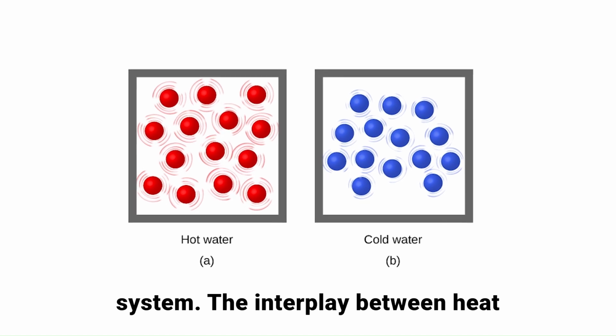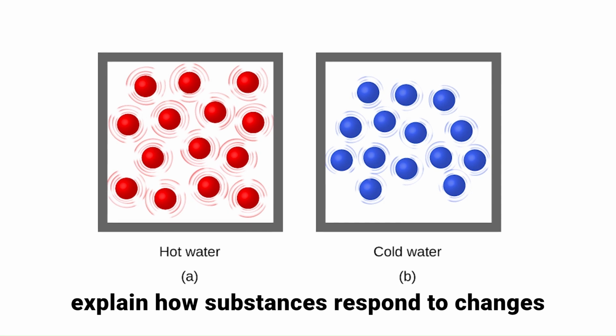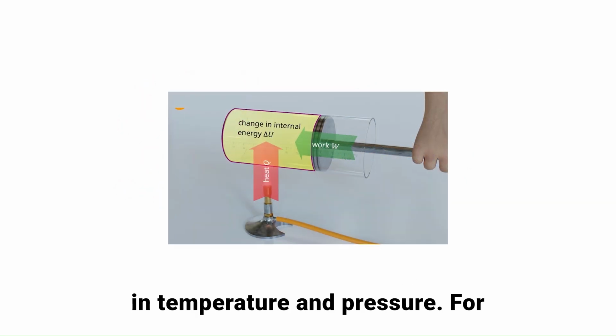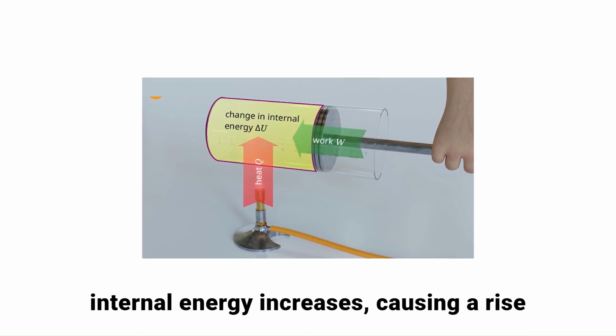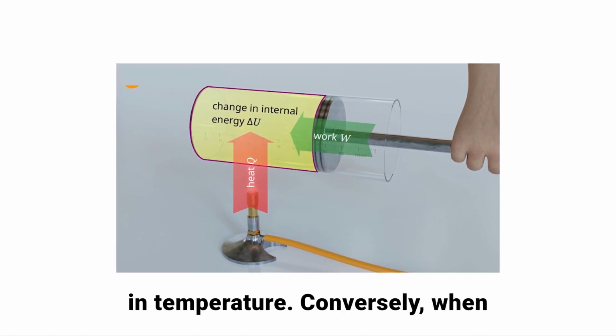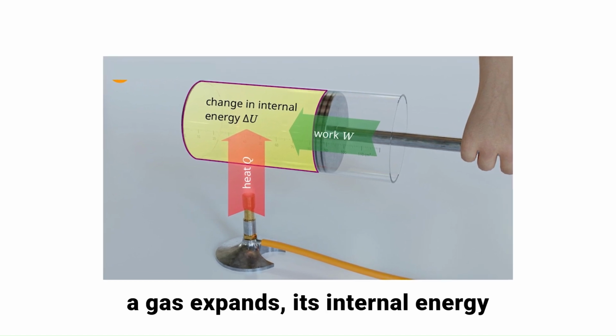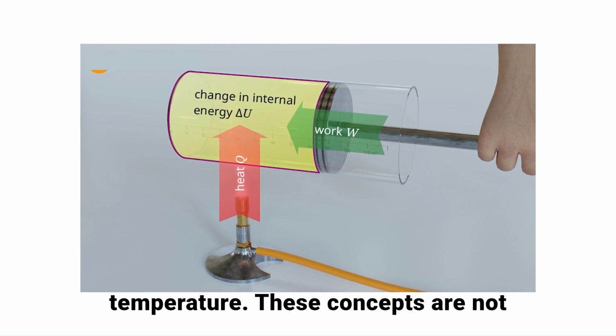The interplay between heat capacity and internal energy helps explain how substances respond to changes in temperature and pressure. For example, when a gas is compressed, its internal energy increases, causing a rise in temperature. Conversely, when a gas expands, its internal energy decreases, resulting in a drop in temperature.